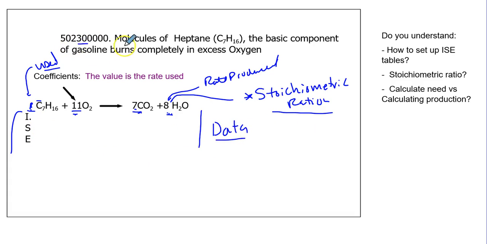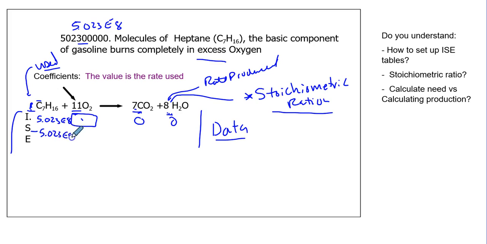So it says I got this number of molecules of heptane, which is 5.023 e to the 8th. I don't know how much of this I have. It's saying excess. So in the air, there's lots of it. And I have 0 of this and 0 of this before I start. Okay. I'm going to run this thing until I lose all of this stuff.